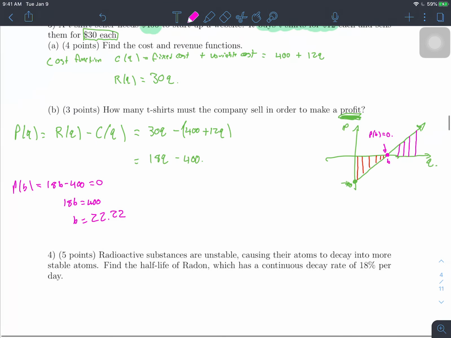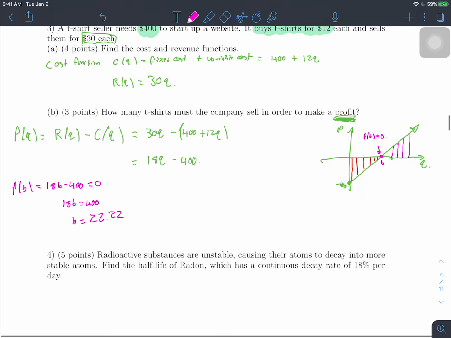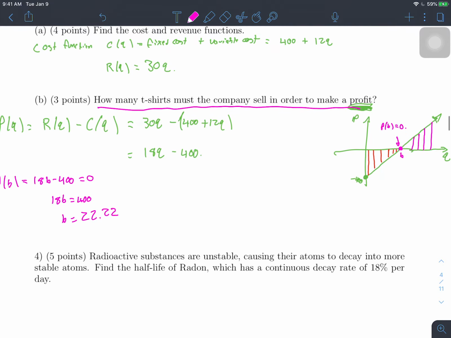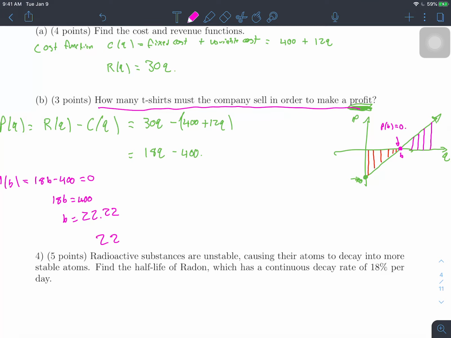Okay, so what is this saying? This is saying if we produce 22.22 shirts, then we will start making profit. That is the point where profit and costs, or revenue and cost, are exactly equal to one another, and our profit is 0. So if the question asks us how many t-shirts should we produce in order to make a profit, well, we should talk about what is the first t-shirt produced which produces a profit. And the question is, well, should it be 22 or 23?